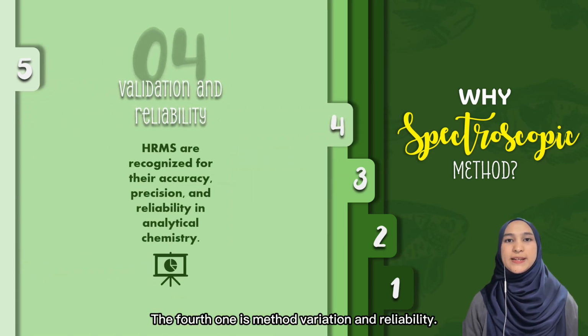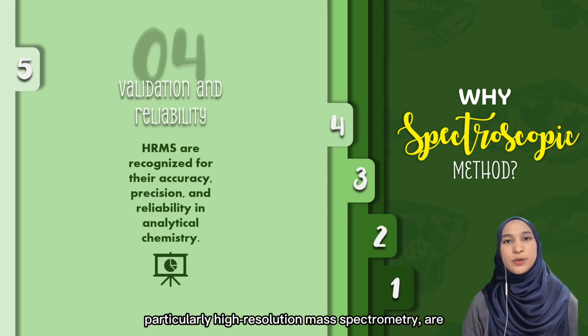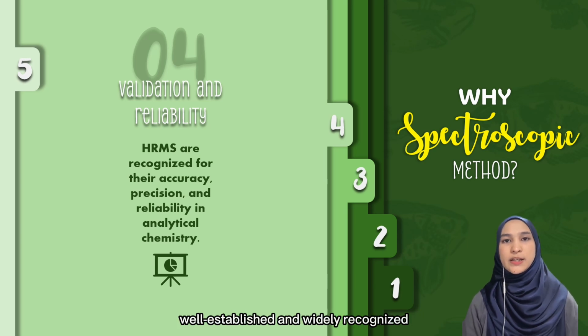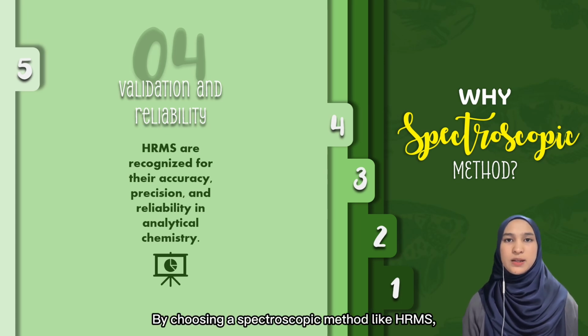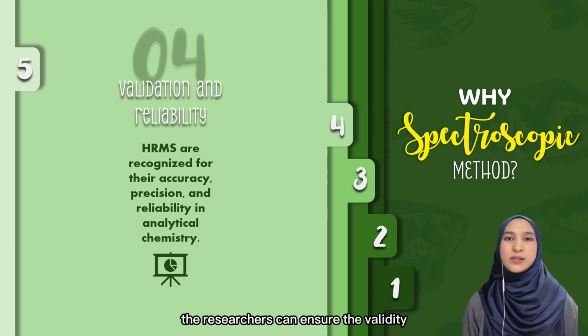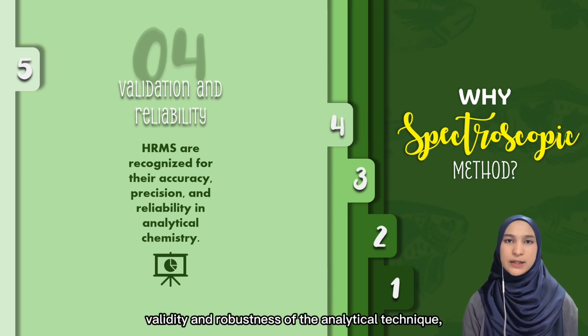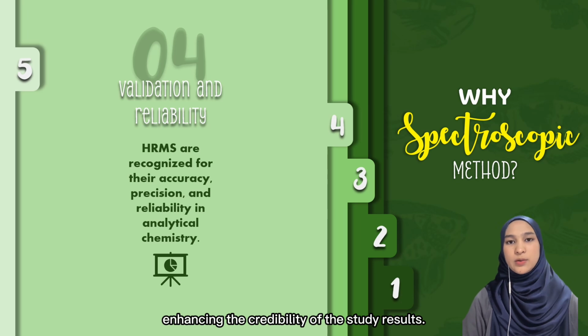The fourth one is method validation and reliability. Spectroscopic methods, particularly high-resolution mass spectrometry, are well established and widely recognized for their accuracy, precision, and reliability in analytical chemistry. By choosing a spectroscopic method like HRMS, the researchers can ensure the validity and robustness of the analytical technique, enhancing the credibility of the study results.